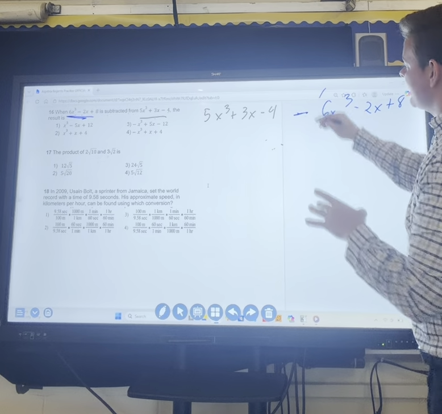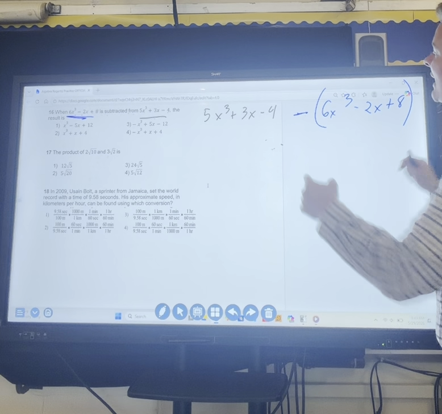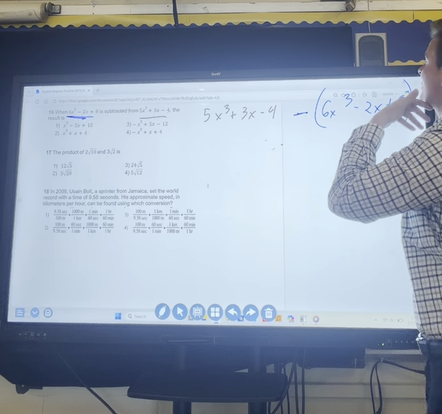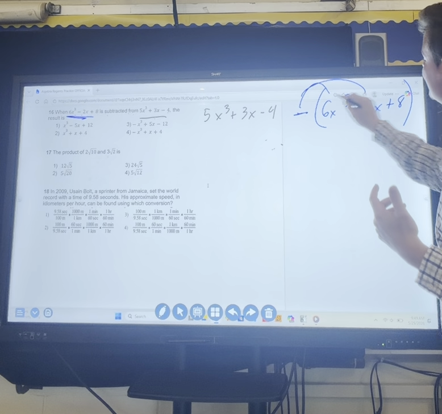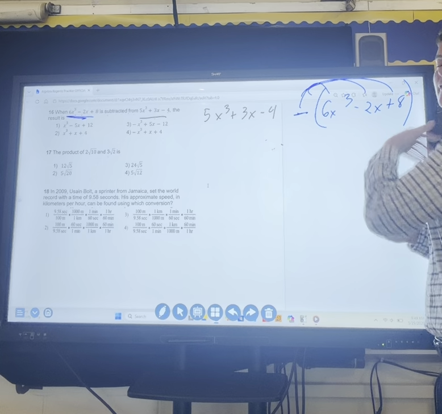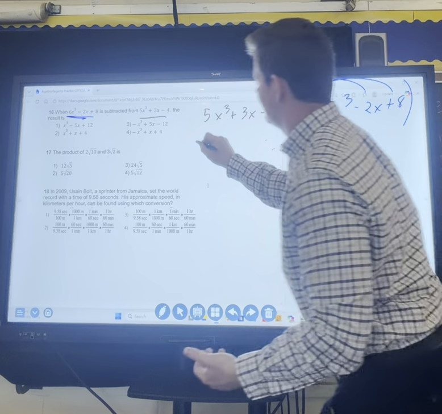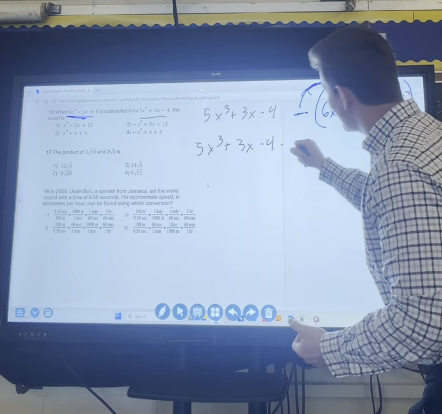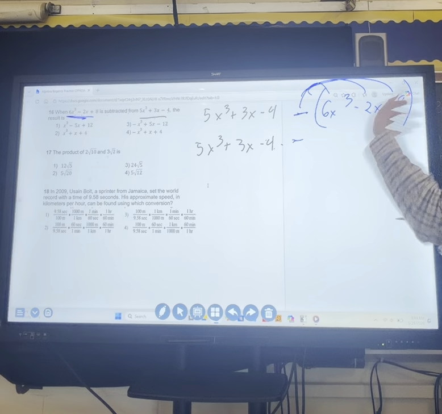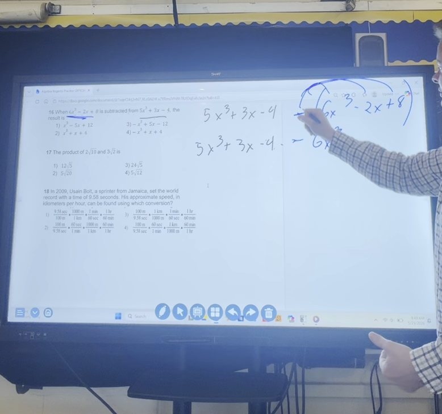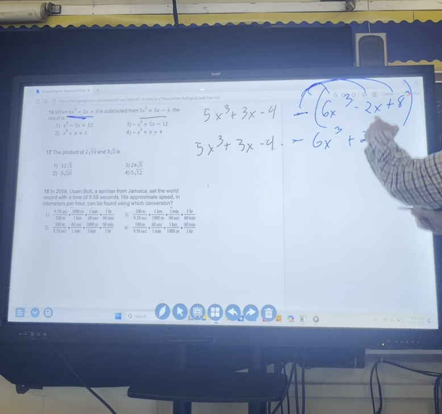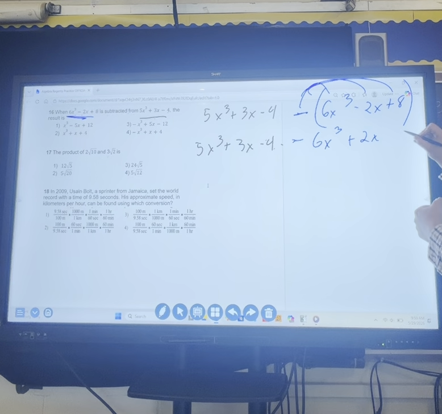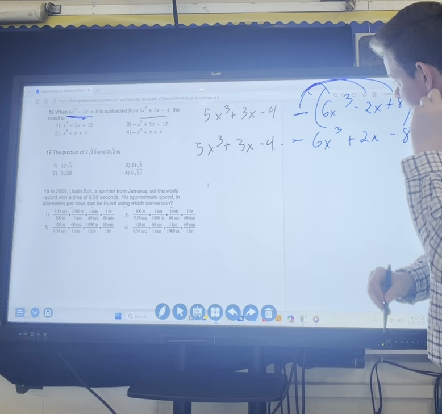I'm taking away this whole thing, right? I'm not just combining 8 and negative 4. I'm taking away 8 from negative 4. So I have to distribute this negative and take away every single one of those. So it becomes 5x cubed plus 3x minus 4 minus, I distribute this and it flips it, minus 6x cubed plus 2x. It was minus 2x, put a negative in front, it became plus 2x. Negative and plus 8 became minus 8.